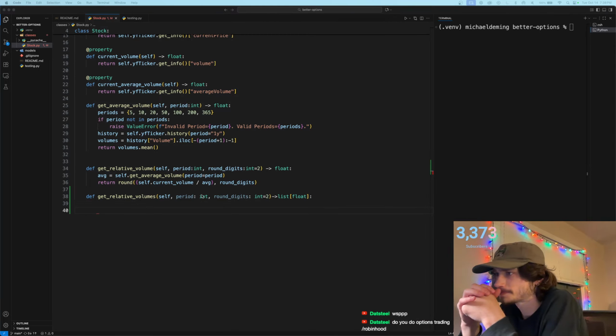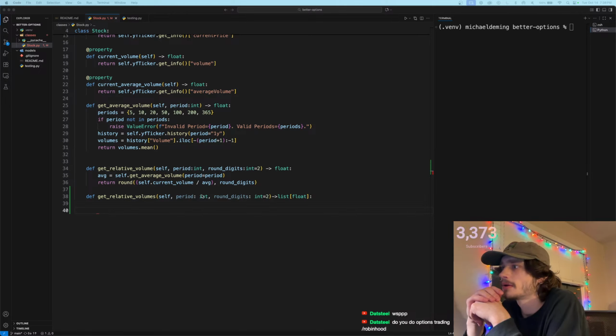What's going on? So we're gonna get the relative volume given the get volume. Get average volume of the period. Then you take the current volume divided by the average. Okay.